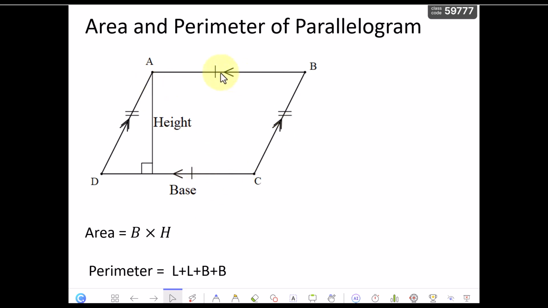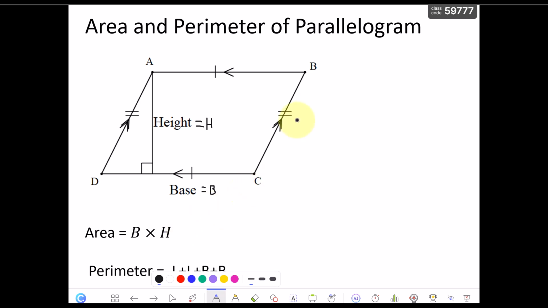You can see a parallelogram, opposite sides are equal and parallel. Then the height is always from the top down to the base, and it's always 90 degrees to the base. The height must be 90 degrees to the base. So this slant height is not 90 degrees. Therefore, we cannot call it a height. So the area of a parallelogram is base times height. Take note of this formula, which is B times H. If I call the base B and I call the height H, don't forget that. So base times height is the area of the parallelogram.